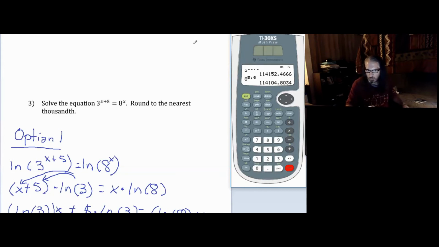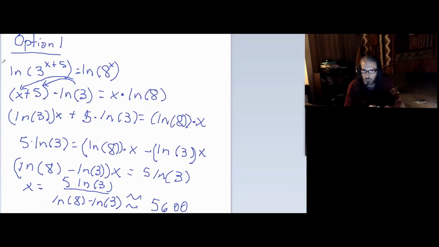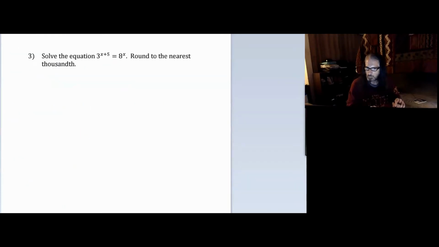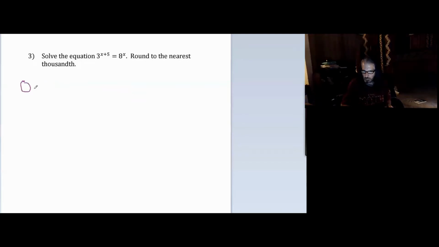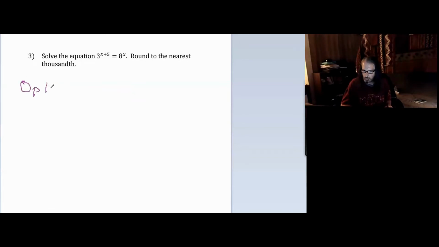What about option 2? We should still get that approximation of 5.600. Now we're going to have to be really creative here. What do I mean by being really creative here?